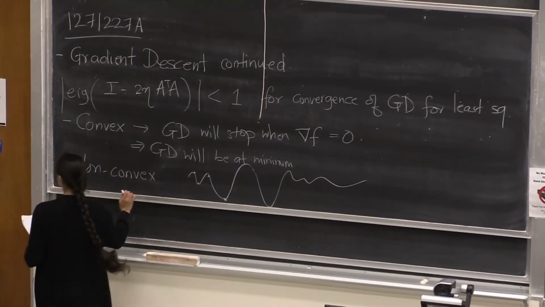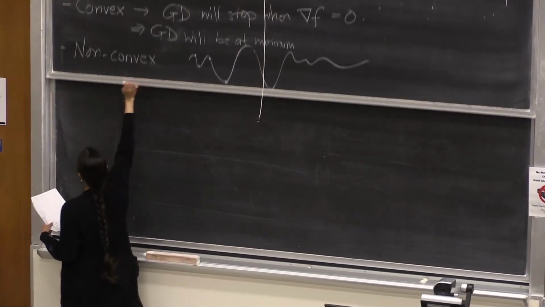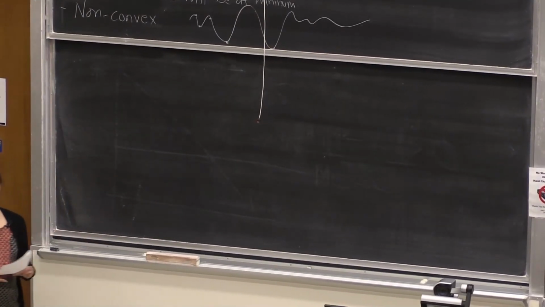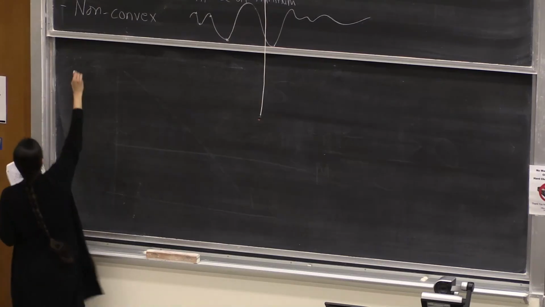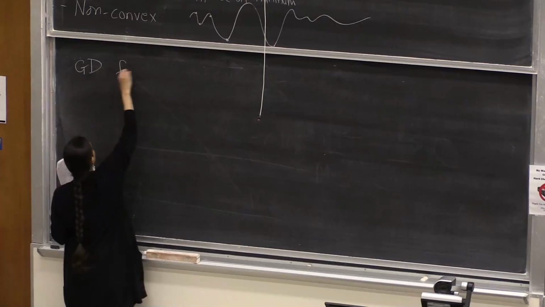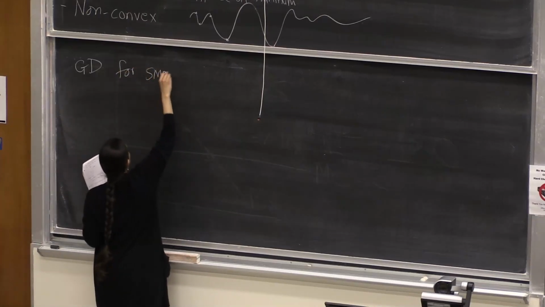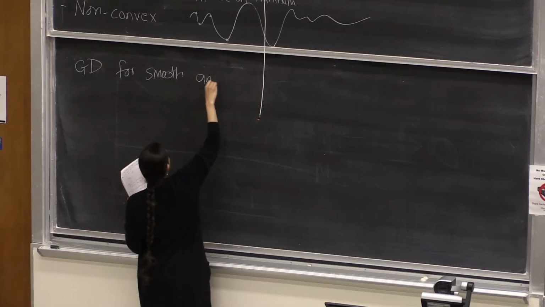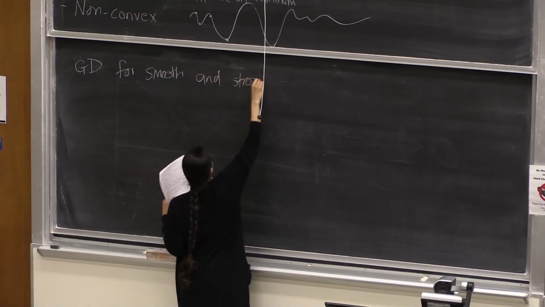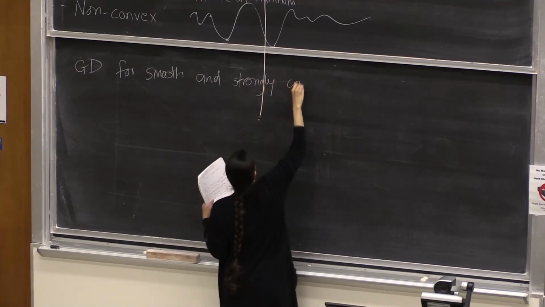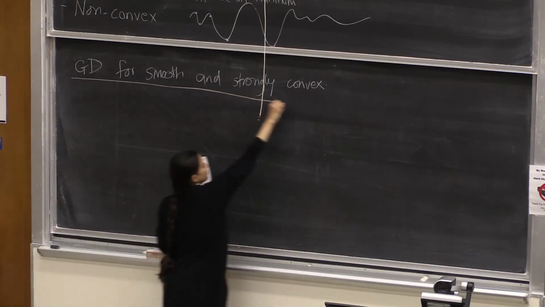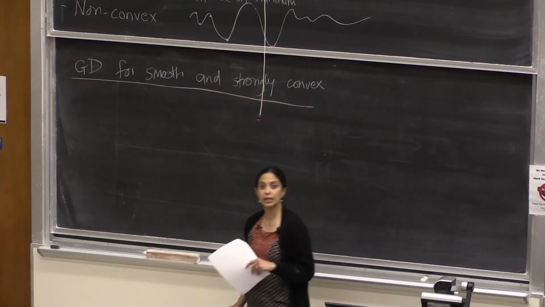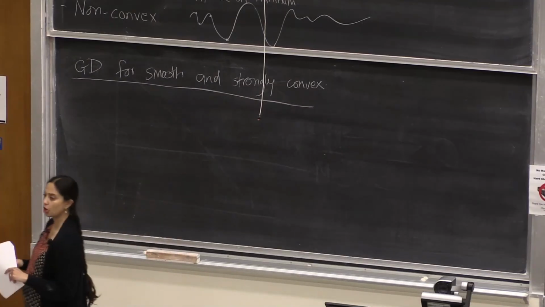But before that, I want to generalize our proof for least squares and talk a little bit more about the case of convexity. I want to talk about gradient descent for smooth and strongly convex functions. Okay? What are these smooth and strongly convex functions?